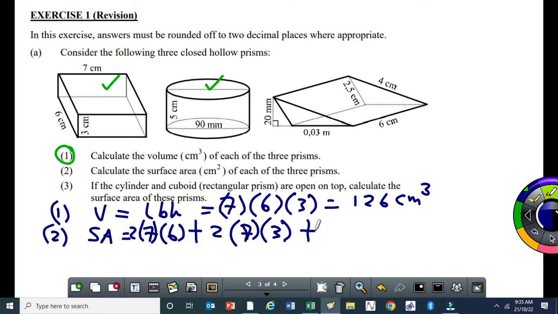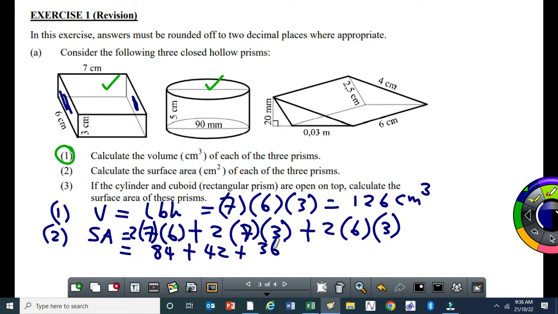Then you look at this face here, that one there, and that one. What's the length? It's going to be 6. And the breadth is going to be 3. Then you simplify this. So you get 84 plus 42 plus 36. If you add 36 plus 84, you get 120, plus 42, you get 162 square centimeters, or centimeters squared if you want.